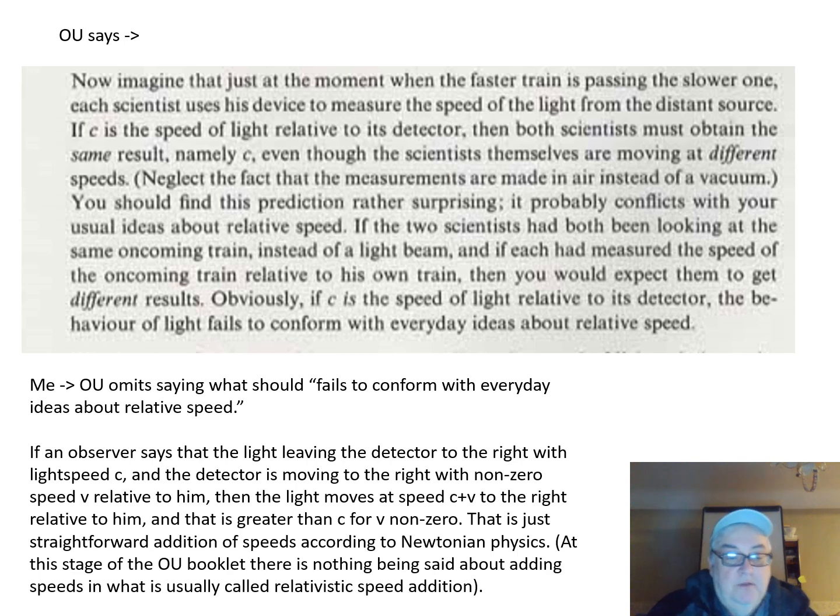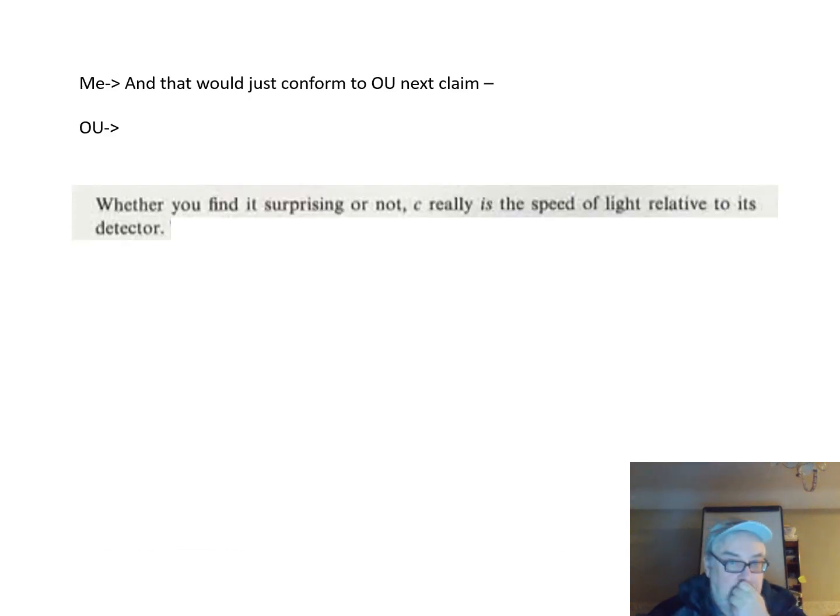And at this stage of the Open University booklet, there is nothing being said about adding speeds in what is usually called relativistic speed addition. So what is it talking about here? It's not making itself very clear at all. And what I said would have just conformed to the next claim from Open University. Open University says, whether you find it surprising or not, c really is the speed of light relative to its detector.